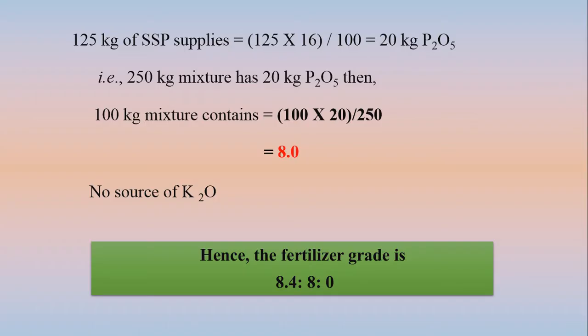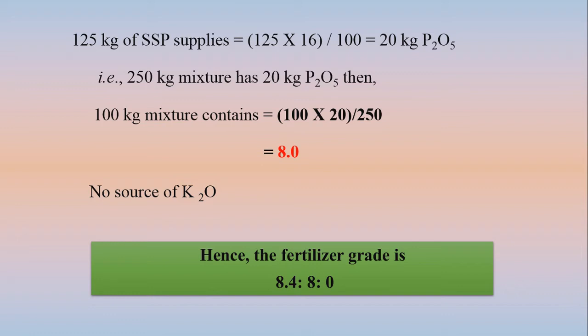And next they have added SSP. They have added 125 kgs of SSP. You already know that 100 kg of SSP contains 16 kg of P2O5. So 125 kg of SSP contains 125 into 16 divided by 100, that is 20 kg of P2O5. So it also means that the total mixture, that is 250 kg of the mixture, contains 20 kg P2O5.